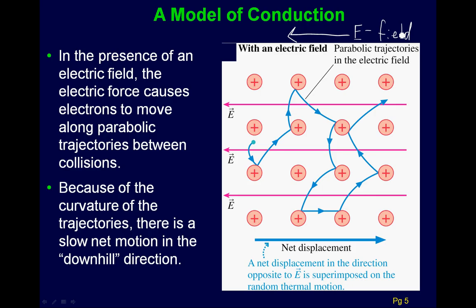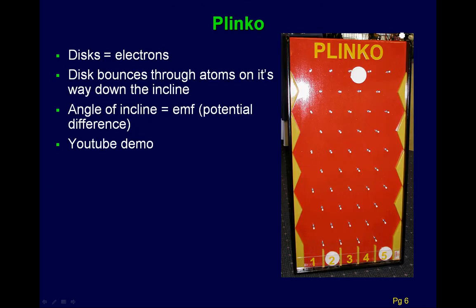But anyway, if we add an electric field, then look at the lifetime of the electron, it slowly moves to the right in between its bounces because of this electric field, and we call this the drift velocity. And the analogy I like to use is this thing called Plinko, which is a game from the game show The Price is Right.